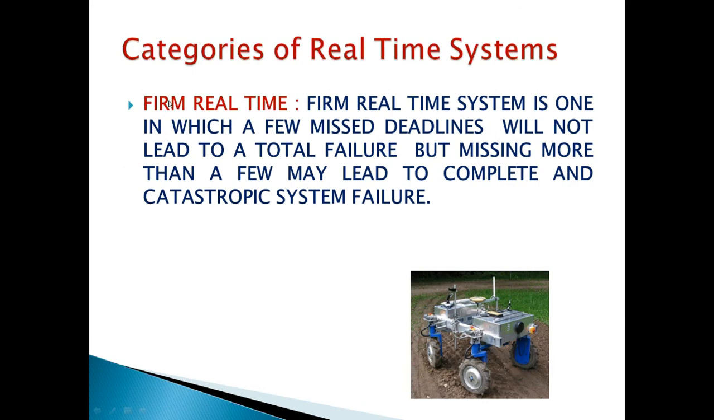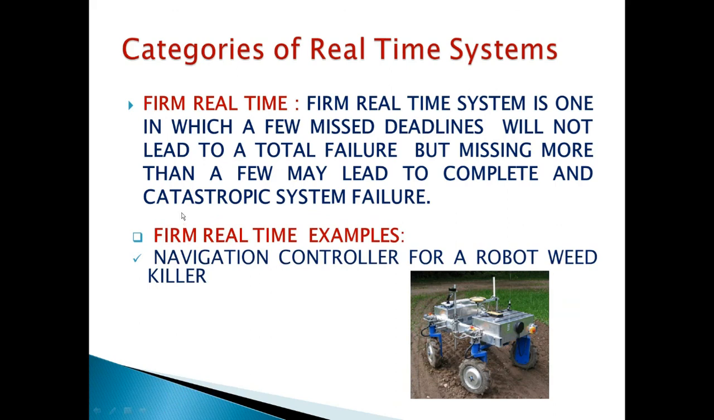Firm real time system. The firm real time system is one in which a few missed deadlines will not lead to a total failure, but missing more than a few may lead to complete and catastrophic system failure. Example, the navigation controller for a robot weed killer machine.